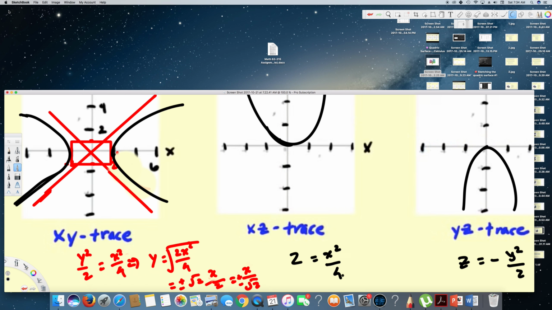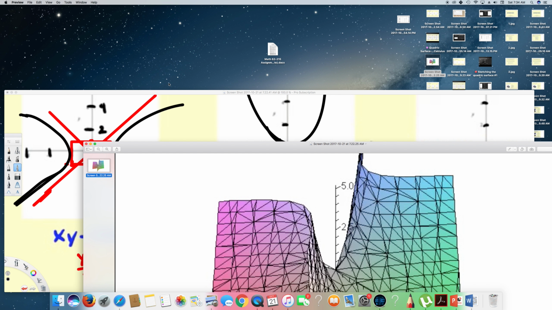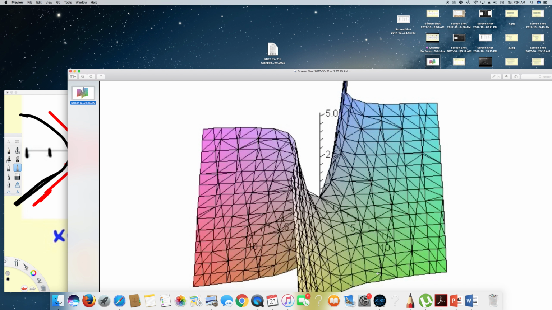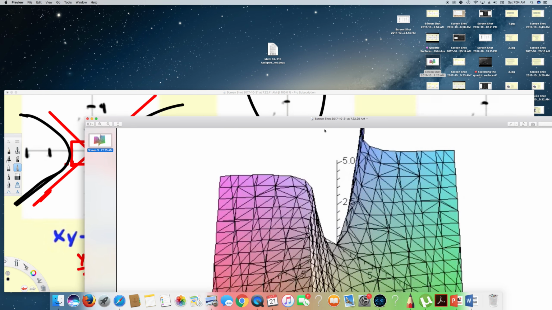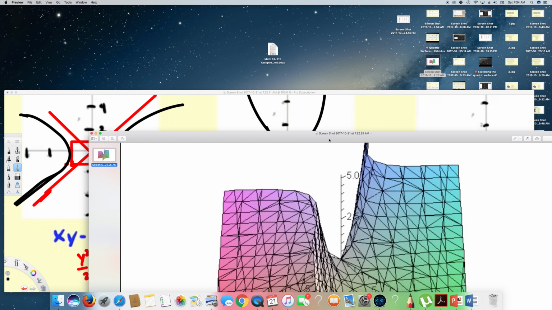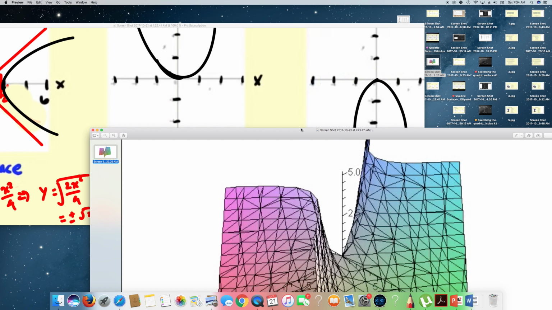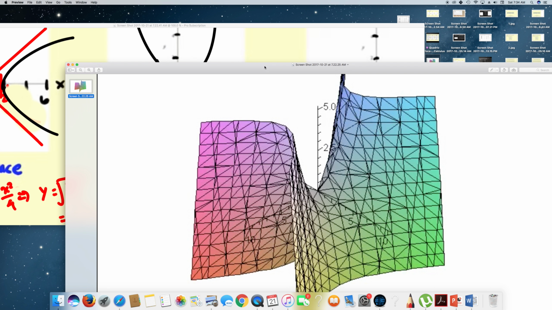If you look at this one from the top, you will see a hyperbola along the x-axis. And also in the xz trace, we had a parabola opening up. You can see that this is our xz trace. You can see the parabola opening up, right?